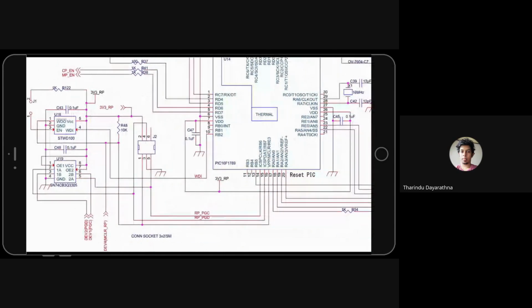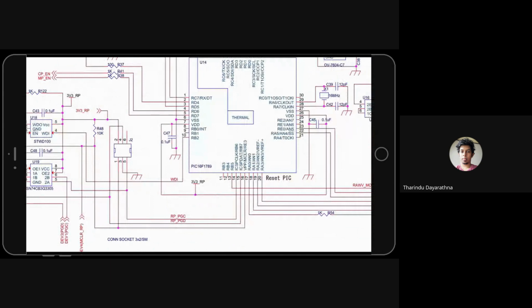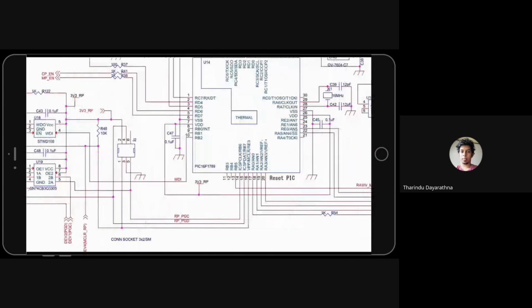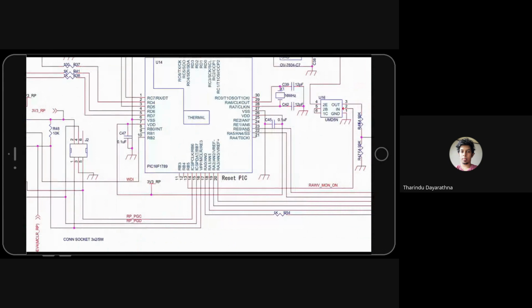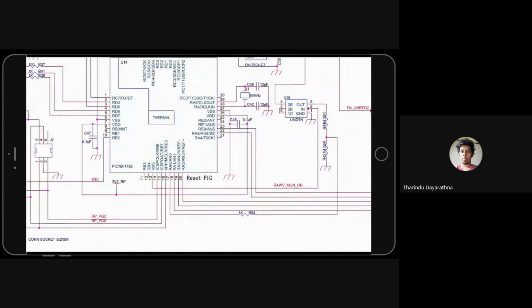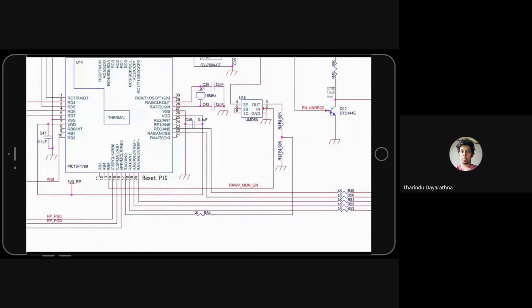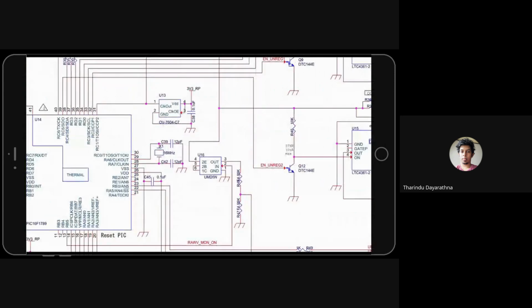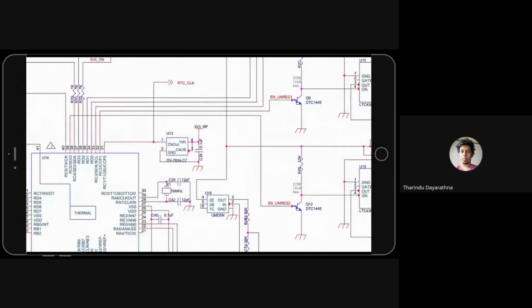Please someone be familiar with this reset PIC. You must do it. A simple mistake here can cause the satellite to not work. Okay, on this side is PGC programming. These are the analog lines coming here, and then we have another thing here that creates a clock.